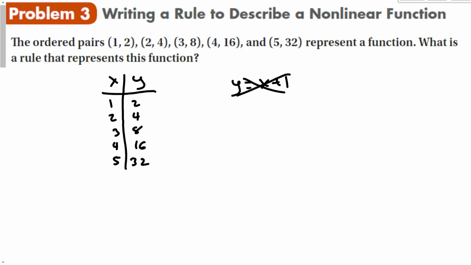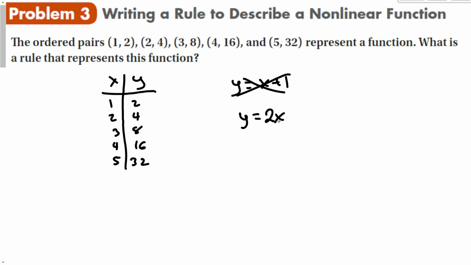So I've got to come up with a different rule. You get a little bit, but first of all, I noticed that this is nonlinear, so this one was never going to work. Okay, so I could try something like this, but again, that is a linear function as well. We'll see that a little bit more next chapter.